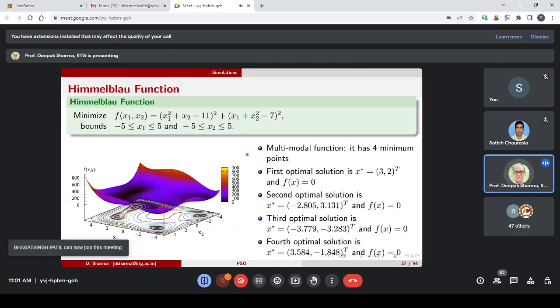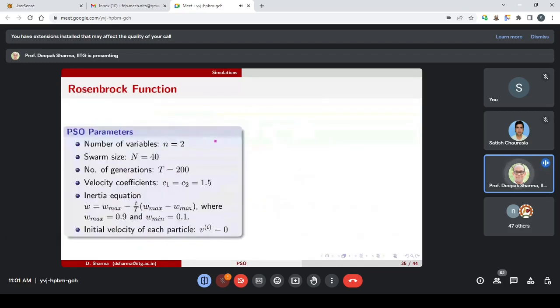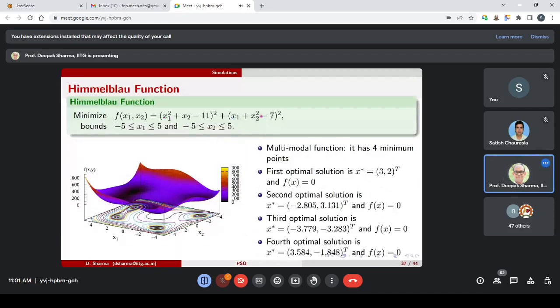Right. The second problem which I'm going to take is the Himmelblau function. The Himmelblau function itself is a two variable problem. In this case also both the variables x1 and x2 should lie between -5 and +5. This problem is called a multimodal function because it has 4 minima. You can see these small 4 circles, all of them are optima, and this is the surface of the function. These 4 optima are written as 3, 2; -2.8, 3.15; -3.7, -3.2; and similarly 3.5, -1.8. And the function value is 0 at all the points.